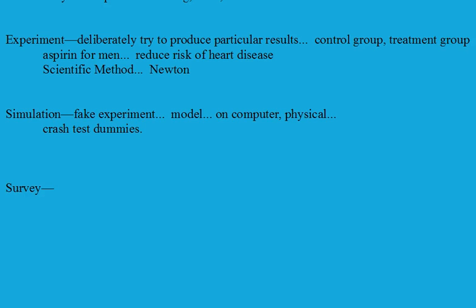And last but not least, we have a survey. Survey is more particular to statistics itself rather than to science and things like that. Basically, you just ask people questions. That's all there is to it. The main thing you need to do with a survey is make sure you get a representative population and that you word your questions without bias. But that's really all there is to it.